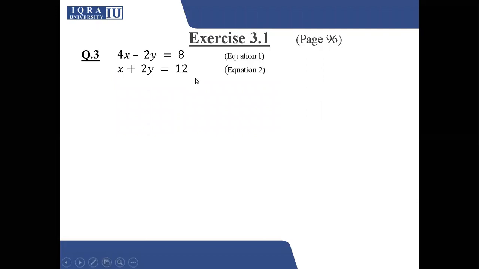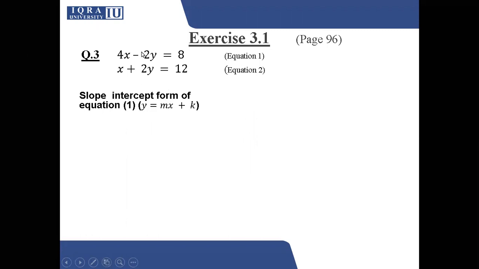Let's do a couple of exercises. This is exercise 3.1 from page 96, and this is question number 3. We have two equations, and these two equations form a system of equations, and we need to solve them. I'll label the first equation as equation 1, and the second equation will be called equation number 2. So the first thing that we need to do is to convert equation 1 into the slope intercept form. How do you do that? The slope intercept form is basically y equals mx plus k. So y needs to be the subject of the equation. Y needs to be on the left side, and on the right side we need to have the terms of x and a constant, right?